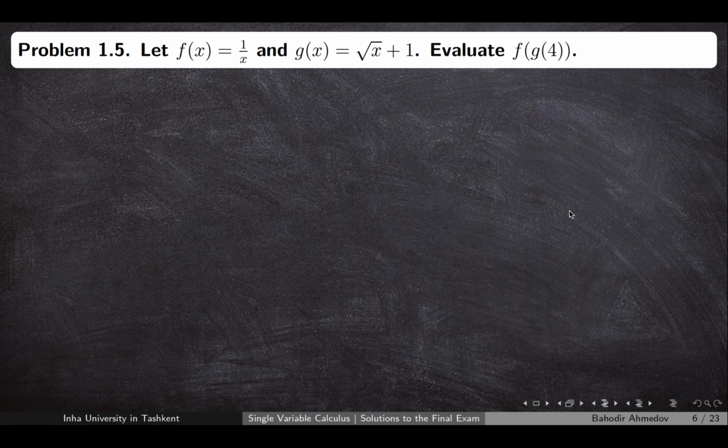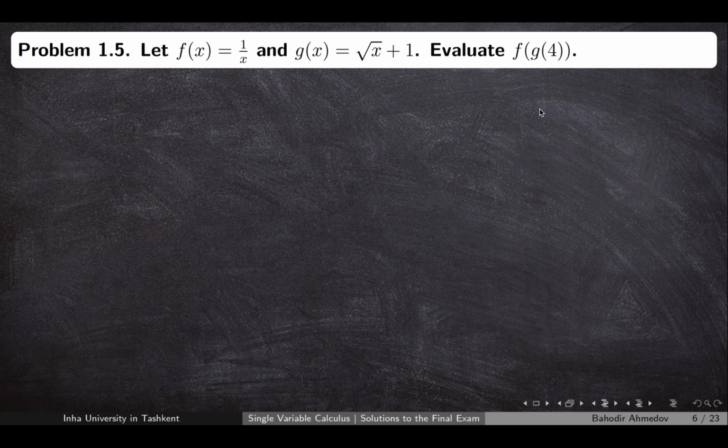Number 5 is about composite functions. If we're given two functions, we need to evaluate the composition of f and g at the point 4. So I'm going to evaluate g at the point 4, then I'm evaluating f at g of 4.